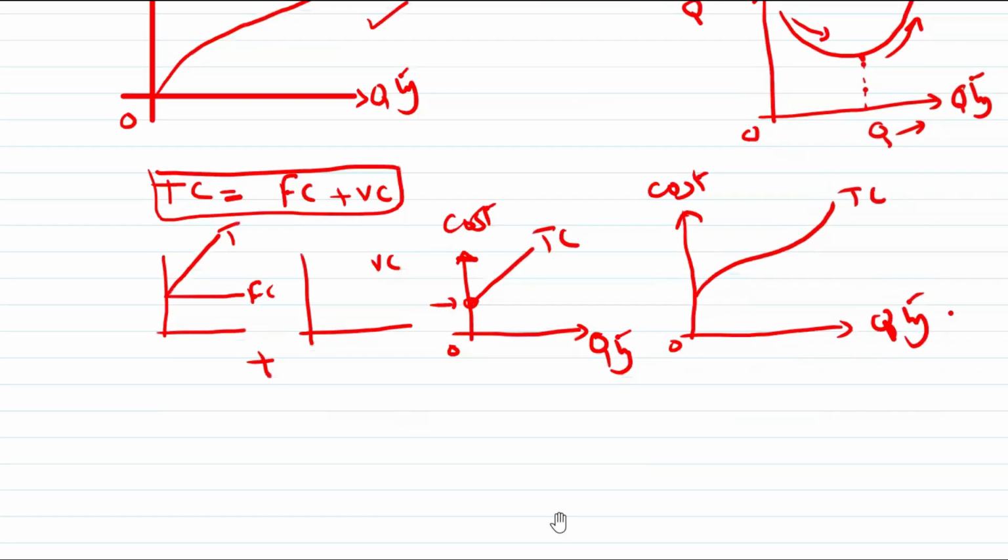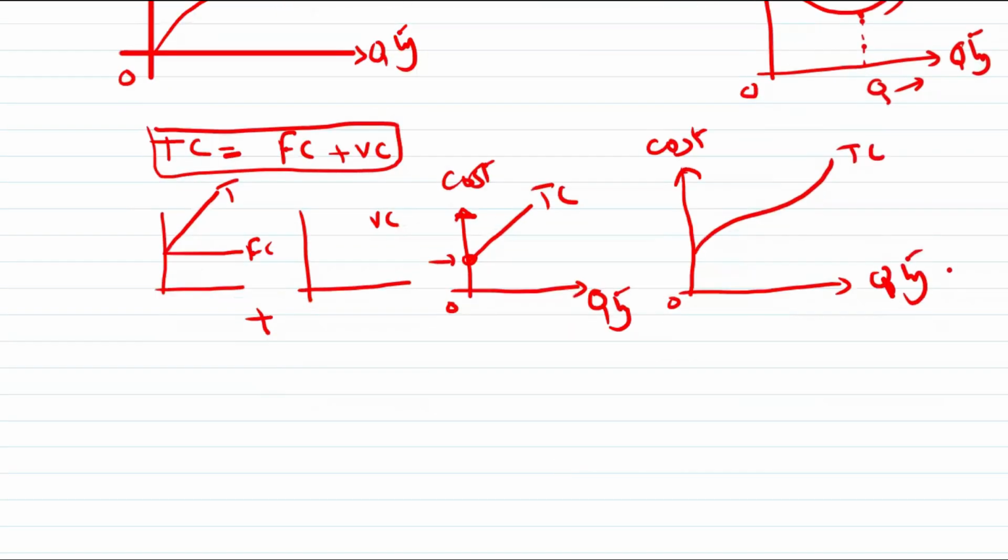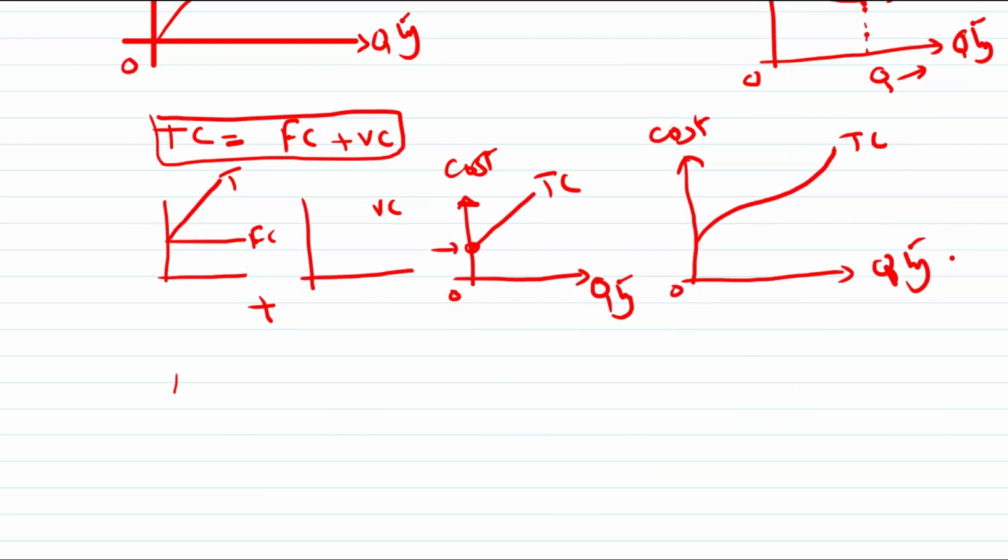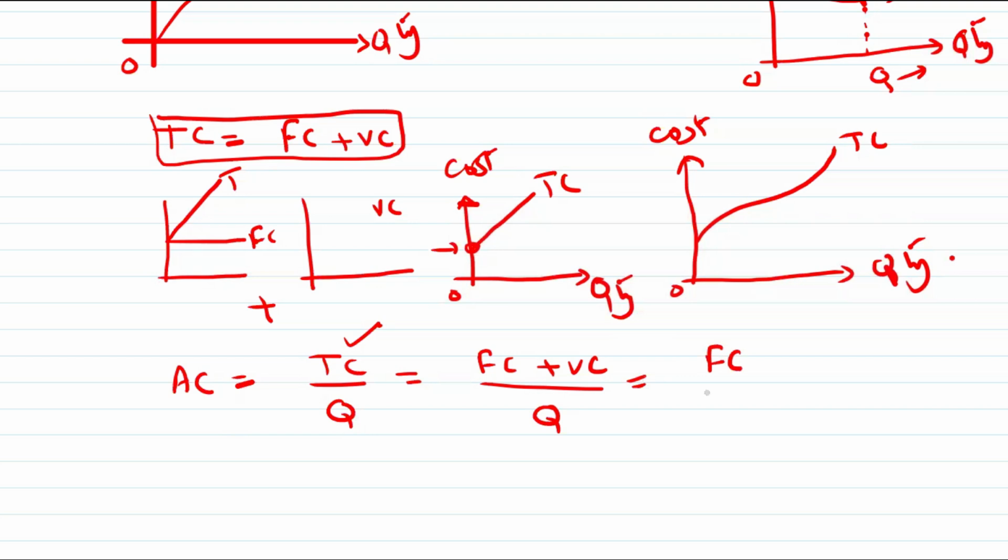And the next cost is average cost, or we call it average total cost. Average cost is total cost divided by quantity, so it is also known as per unit cost. And as we know, total cost is the sum of fixed cost and variable cost. So we can write it like this as well: fixed cost plus variable cost over quantity. Mathematically, we can write it as fixed cost over quantity plus variable cost over quantity.